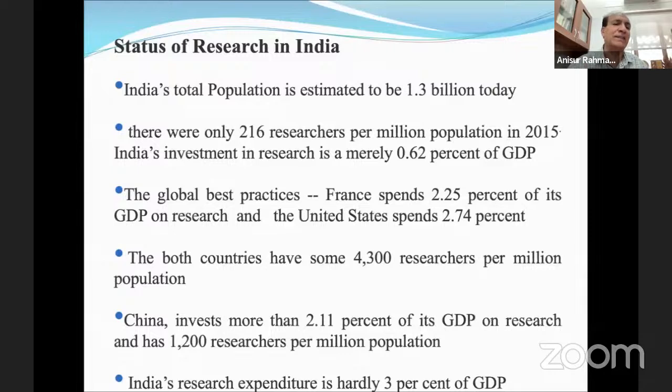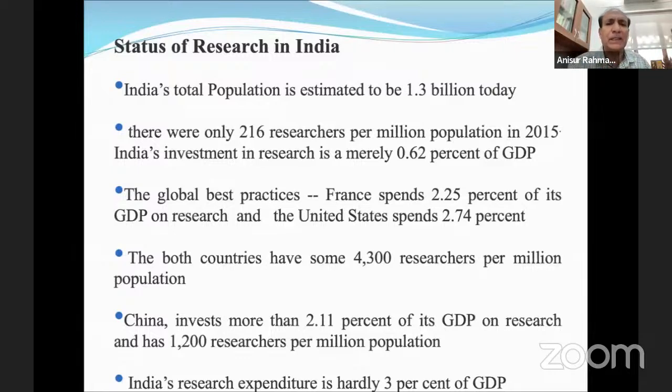And what is happening in other developed countries? See the case of Europe. France spends 2.25% of its GDP on research, and the US spends 2.7%. In the case of China, China invests 2.11% of its GDP. And if you see the population ratio in the US and France, it is 4,300 researchers per million population. In China, it is estimated to be 1,200 per million. And in our case, 216, so far below.